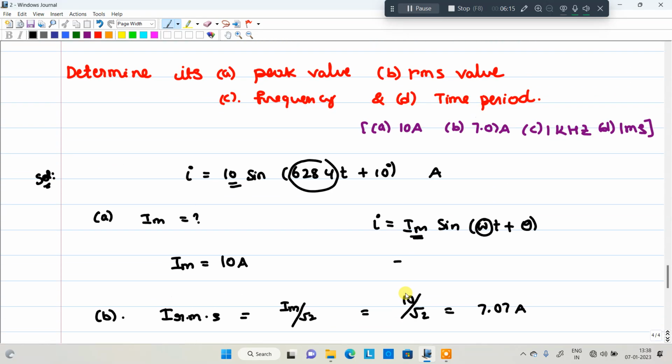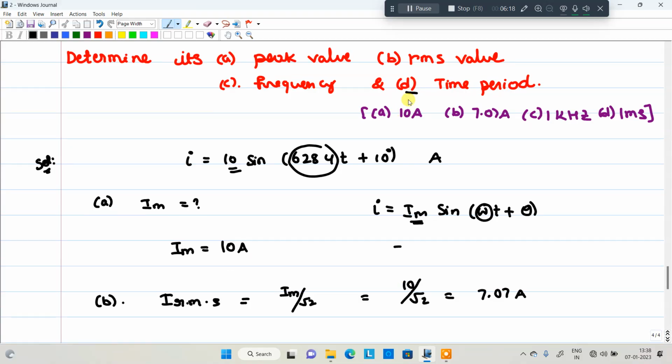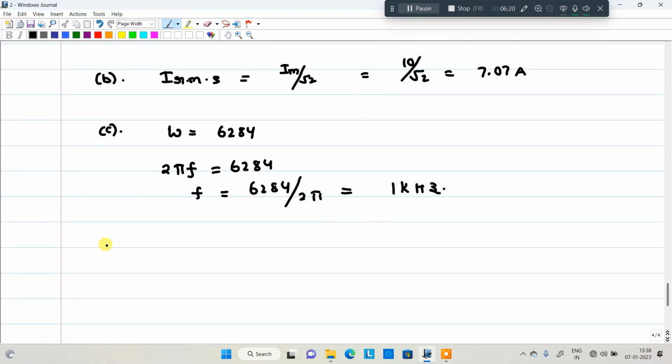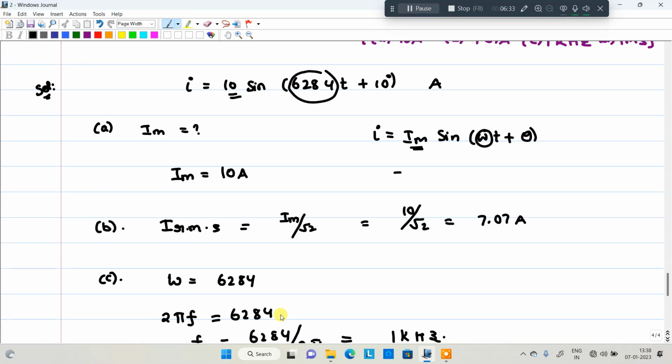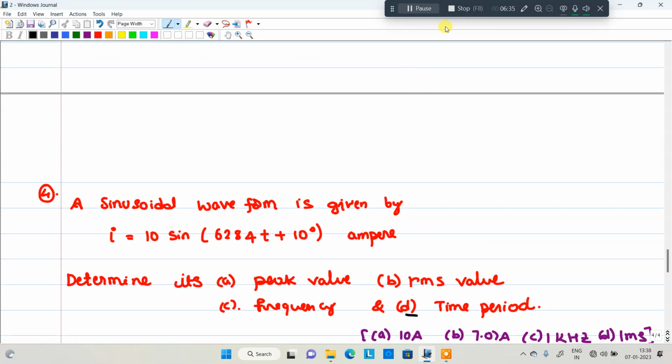In the fourth bit, the last bit, time period T. Once you know the frequency, you can find the time period. T is equal to 1 by f, 1 by 1 kilohertz. That will be equivalent to 1 millisecond. Okay, so this is about problem number 4.